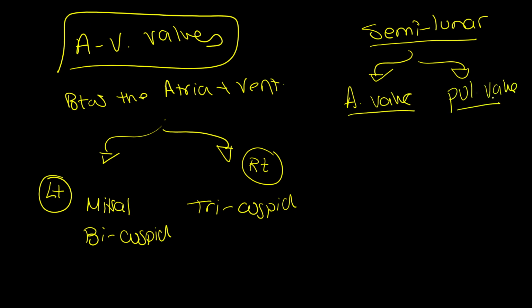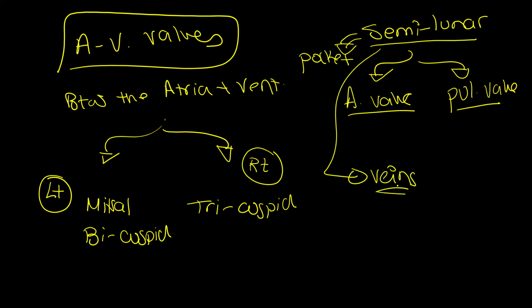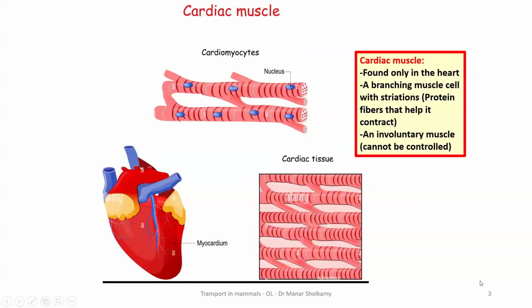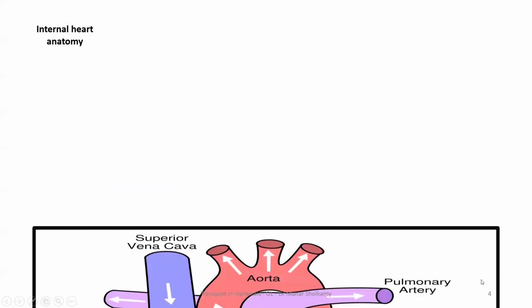They're called semilunar valves because they are described as being pocket valves, and these are the valves that are also found in the veins. We will study arteries and veins and capillaries tomorrow. You will know that arteries do not have valves, but the aorta and the pulmonary artery are the only 2 arteries in the whole body that have valves, and they have valves at their base only. No valves within the artery. Okay? And we took the cardiac muscle.